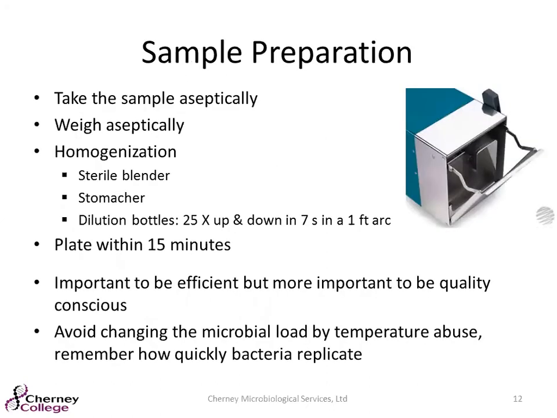So after we've taken our sample aseptically and we're weighing it out, we need to make sure that we follow all proper mixing. Some use sterile blenders or stomachers. If you have a dilution bottle or a dilution tube, either you vortex, or the standard method is 25 times up and down in 7 seconds in a 1 foot arc. So very vigorously shaking. You want to make sure, again, that the bacteria are homogeneous in that mixture so that when you pipette out your sample, if it's there, you will find it.